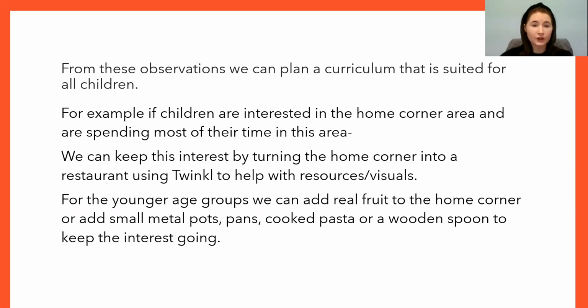So when the observations are done, what comes from the observations? We can plan a curriculum that is suited for all the children. For example, if a child is interested in the home corner area and is spending lots of time in this area, you're thinking to yourself, how can you bring that learning forward? We can keep this interest going by turning the home corner into a restaurant and using Twinkl to help with resources and visuals. For the younger age groups, we can add real life fruit to the home corner, and also add some metal pots and pans, cooked pasta, even a wooden spoon to keep this interest going.